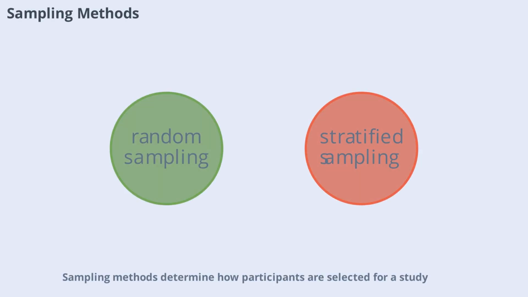Sampling methods determine how participants are selected for a study. Common techniques include random sampling, stratified sampling, and convenience sampling. The choice of sampling method affects the representativeness and generalizability of the findings. Random sampling gives every member of the population an equal chance of selection, while stratified sampling ensures specific subgroups are represented. Convenience sampling relies on participants who are readily available.